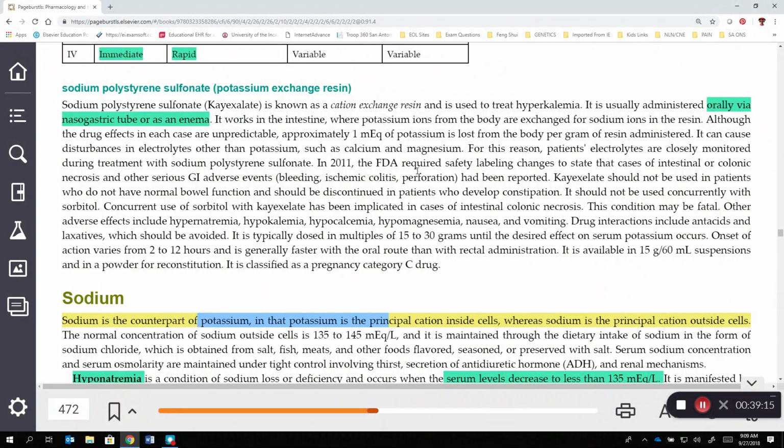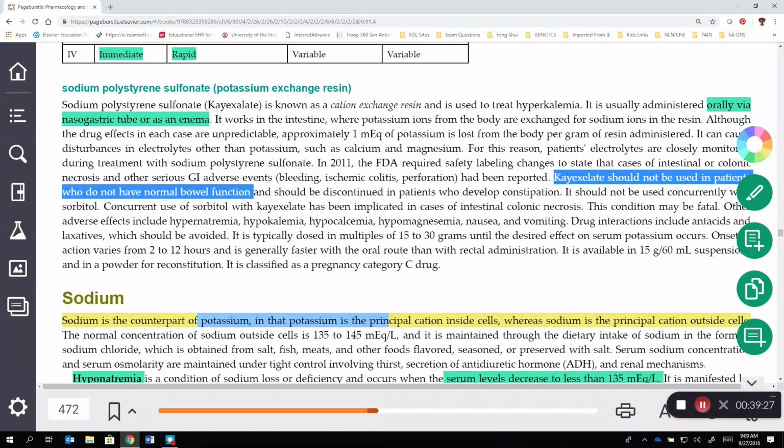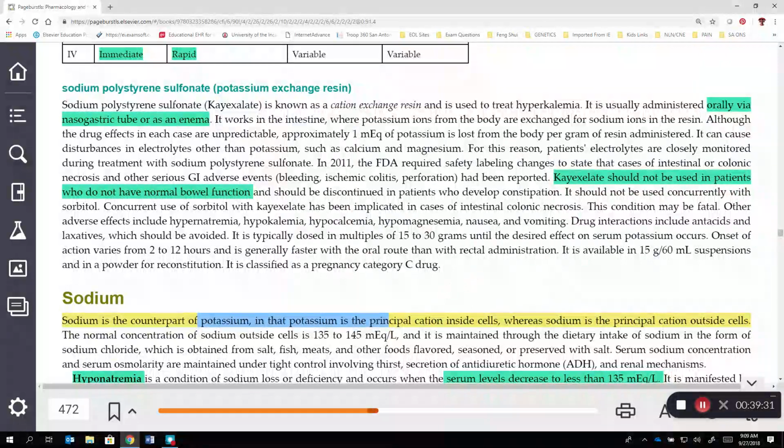So because it works in that part of the body, in the intestines, the biggest thing you need to know is that you cannot give Kayexalate to a patient who does not have normal bowel function, because it's going to require that they have normal bowel function. Otherwise, you can cause a necrosis in the bowel, actually, and possible death in the patient.